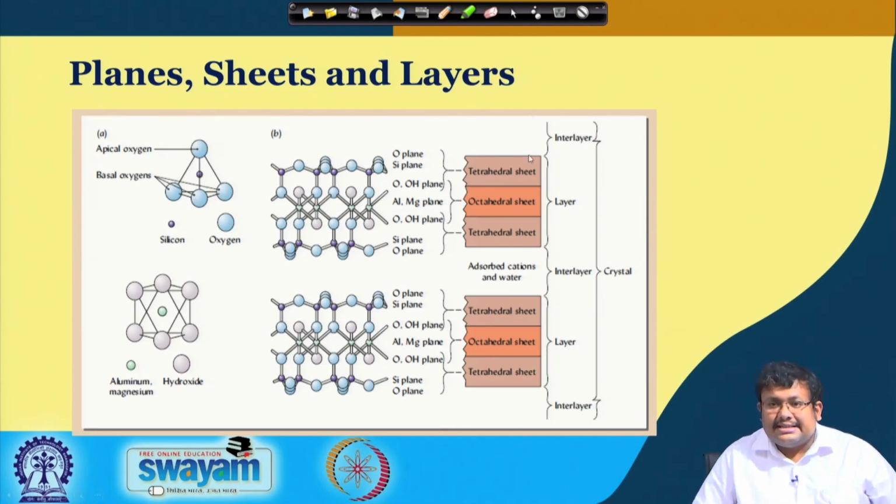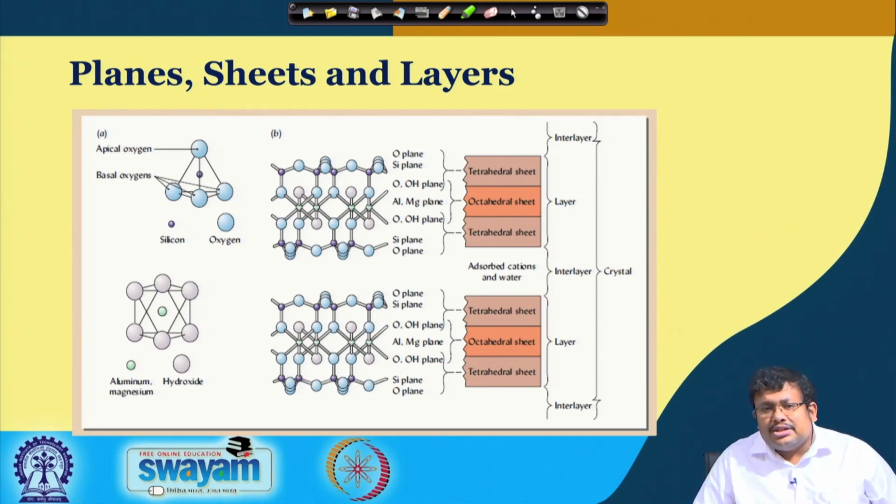Now, in the clay crystal, this individual layer is repeated several times, thousands and thousands of times. So, this individual layer will be stacked over another individual layer, and ultimately they will create this clay crystal, and the space between these individual layers is known as the interlayer space, and this interlayer space is the area where they absorb different types of cations and water. So, this is the basic structure of a clay mineral, the 2:1 type of clay mineral.